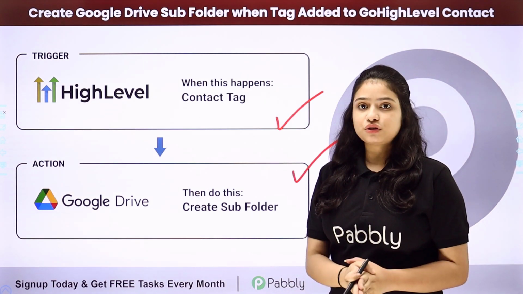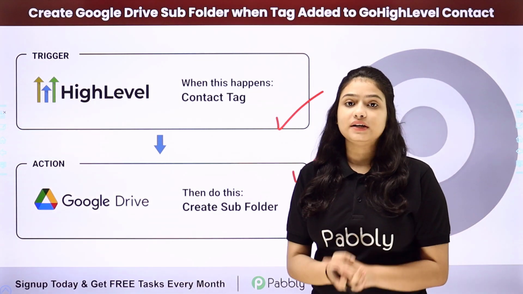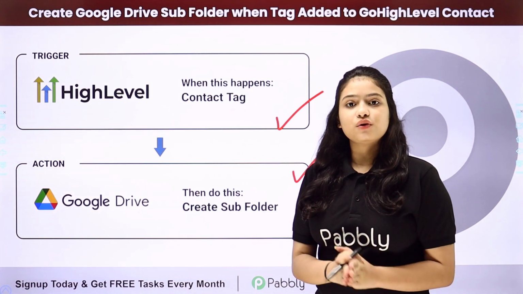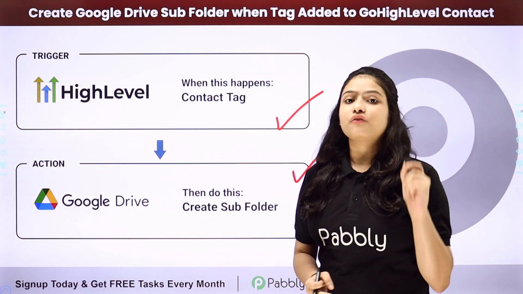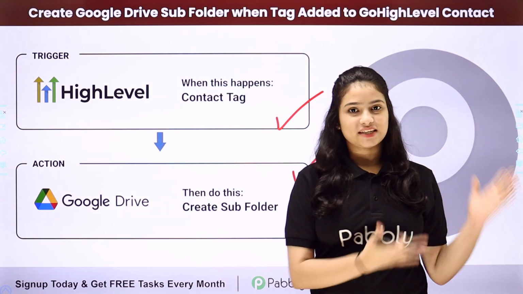So we will be connecting both of them by using Pabbly Connect in such a way that whenever a new tag is assigned to a contact in my GoHighLevel account, by using the email of that contact, a new subfolder will be created in my Google Drive for that particular contact. And to learn the entire process step by step, let me take you all to my screen.